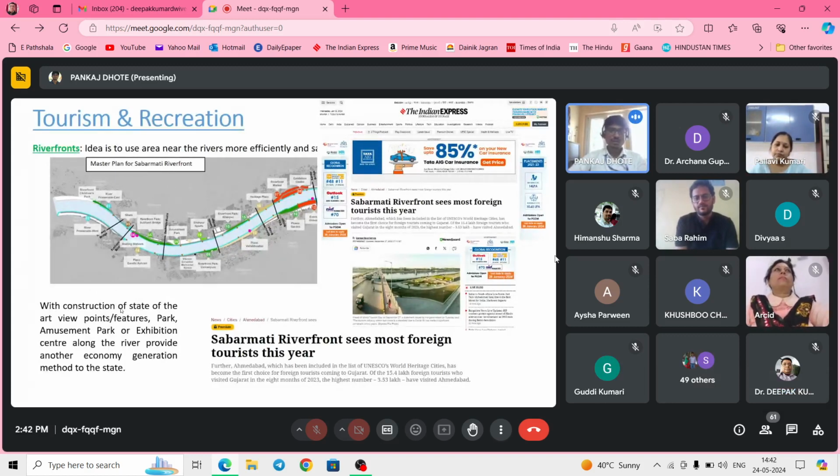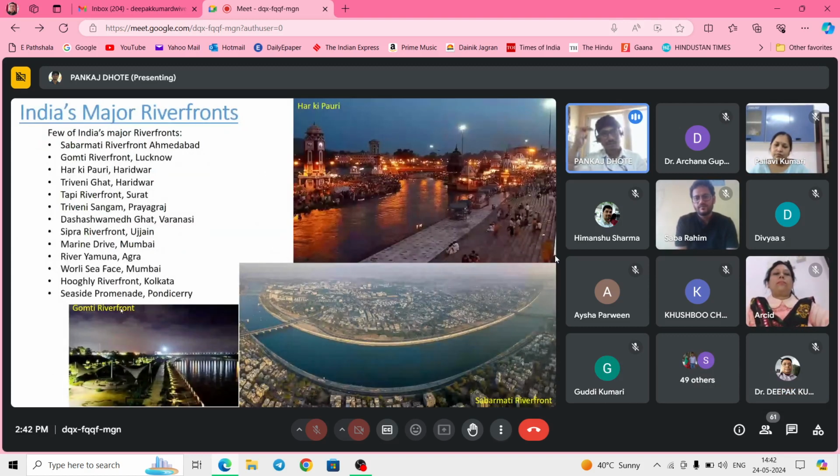Now, just to address this, if you see, these are the major riverfronts in India. You can see Sabarmati riverfront, as I showed you earlier, in Ahmedabad. Then Har Ki Pauri is there, in Haridwar. Recently, if somebody has been to Rishikesh along the Ganga River, you might see that they have developed very good riverfronts on both the left and the right bank of the Ganga River in Rishikesh.